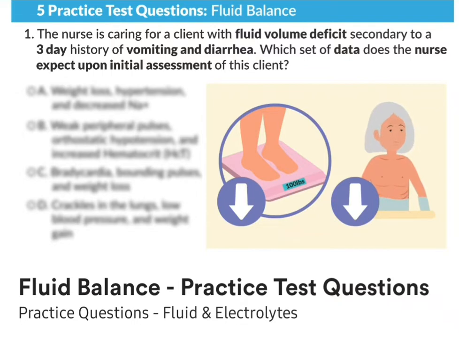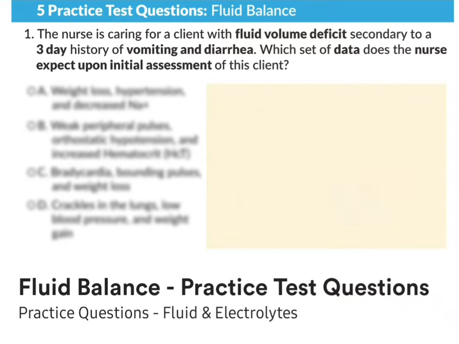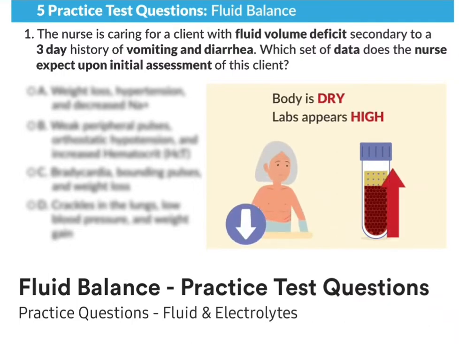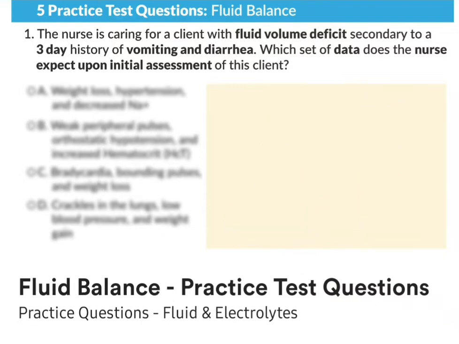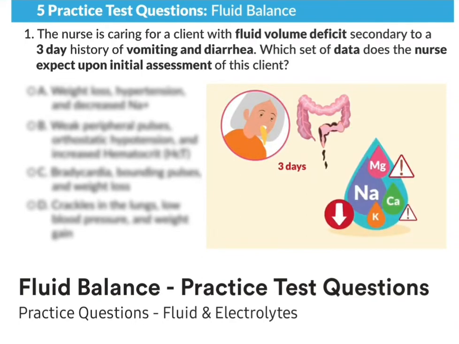Fluid weighs a lot. As well as poor skin turgor, because as you know, when the body is dry, well, the skin is dry as well. And as far as labs, when the body is dry, well, the labs appear high from that concentration of blood, that really thick blood. Now, the next key term is 3 days of vomiting and diarrhea. Oh, snap. The electrolytes are going to be low here, or basically depleted, because as you know, where fluids flow, electrolytes go out of the body and into the potty.